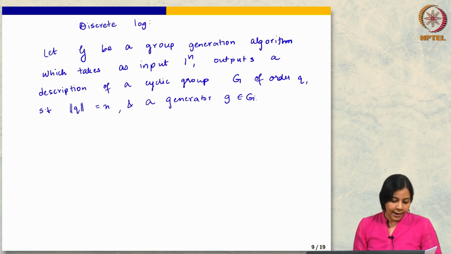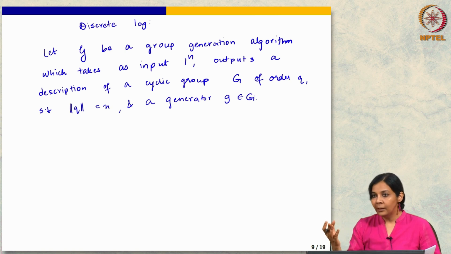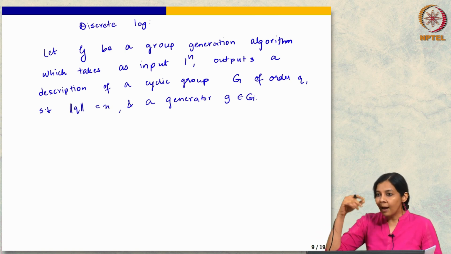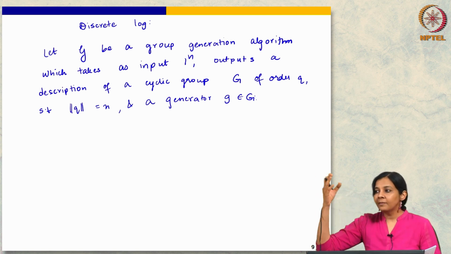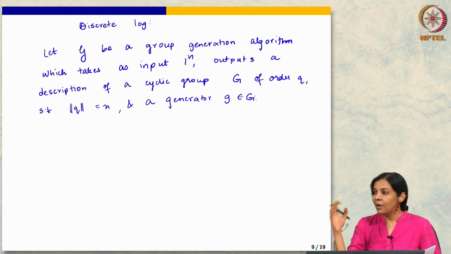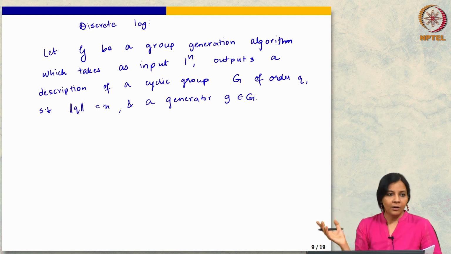First, let us define what a discrete logarithm is. If I give you a random element in this group, and I anyway output for you the generator of the group and the order of the group, then there must be some exponent for the generator. If I give you a random y in the group, there will be some x such that g to the x is equal to y in the group, whatever the group operation is.